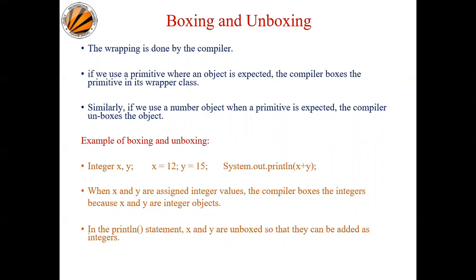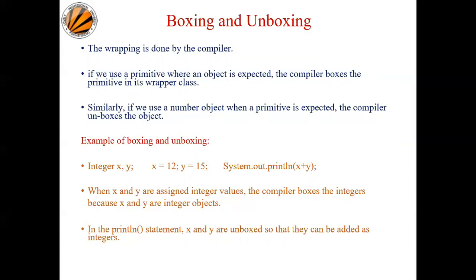Unboxing. Similarly, if we use a Number object when a primitive is expected, the compiler unboxes the object. Unboxing, converting an object of a wrapper type to its corresponding primitive value, is called unboxing. For example, conversion of Integer to int. The Java compiler applies unboxing when an object of a wrapper class is passed as a parameter to a method that expects a value of the corresponding primitive type.